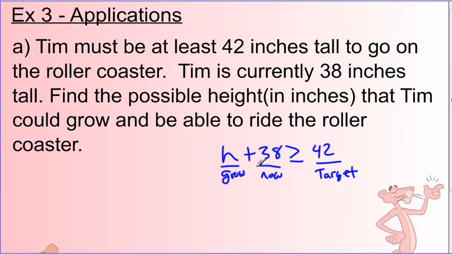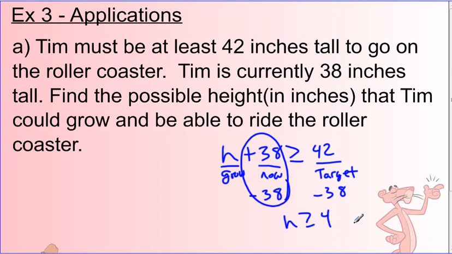And we're going to, well, subtract 38, because this is just an inequality now. So we minus 38 here, minus 38 there, and we get H is bigger than or equal to 4. Which you probably thought about when you first saw the problem. You're like, oh, the answer is 4. But the answer is not just 4. The answer is anything bigger than 4, because he could grow 5 inches and still be able to go on the roller coaster. He could grow 10 inches and still be able to go on the roller coaster. So the answer is not just 4. It's anything bigger than or equal to 4.